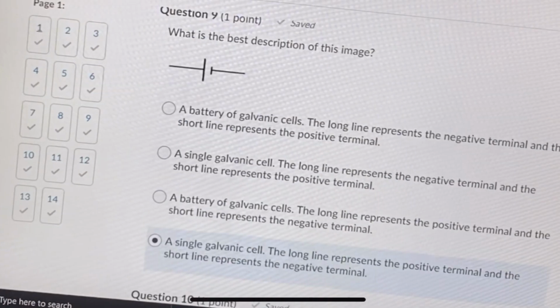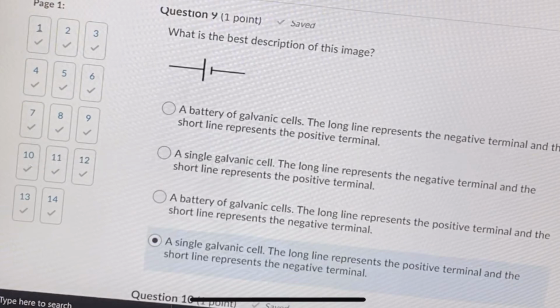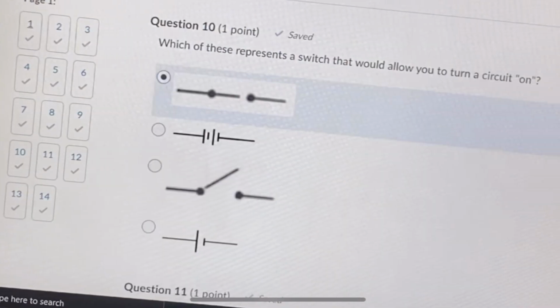Number 9, what is the best description of this image? Again, it only has one of each thing, so it's not a battery. So you can automatically eliminate A and C. For letter B, it's not correct because your long line is going to represent the positive terminal and your short line is going to represent the negative terminal. So long is positive and short is negative. So that's why option B wasn't right. But yeah, the thing is a single galvanic cell, and I'm pretty sure it's still a voltage source.